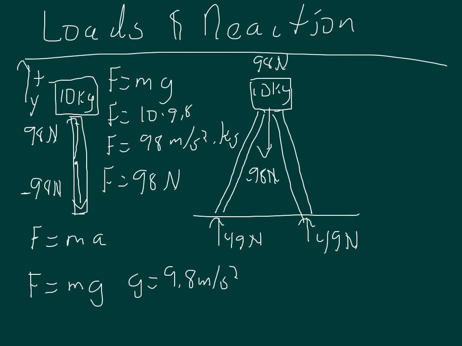Now you will notice that I do not say that there is 49 newtons on this member or 49 newtons on this member. What this means is we would have to use right angle trigonometry, and we would actually draw a triangle and we would see with the hypotenuse, using right angle trigonometry, how much force are on these two members.